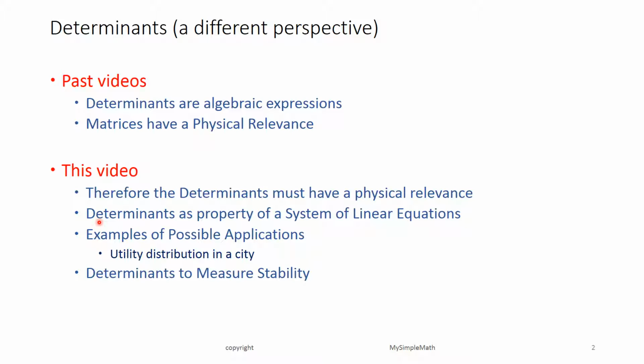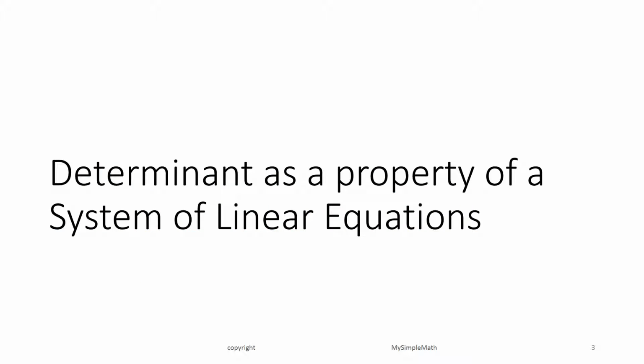I'll also present determinants as a property of the system of linear equations. Property means something that is inherent, characteristic of that set of equations, and I'll show if it's possible to apply those determinants to some possible applications, one of them being a utility distribution in a city. And not sure, but maybe we can try to figure out if determinants can measure stability as a property of a system of linear equations.